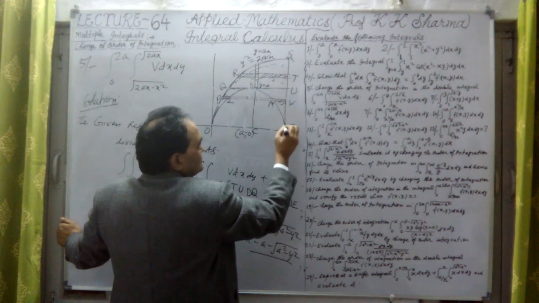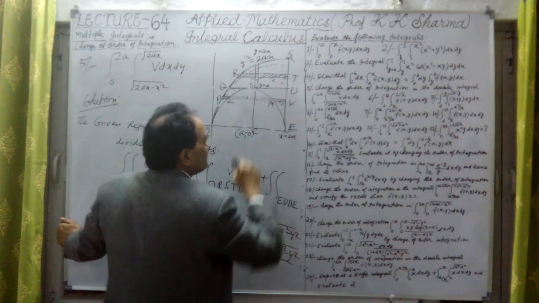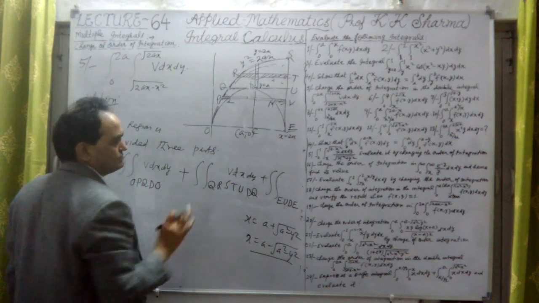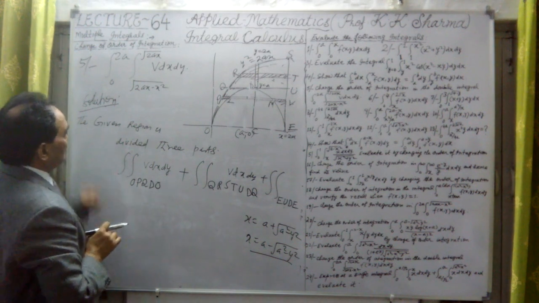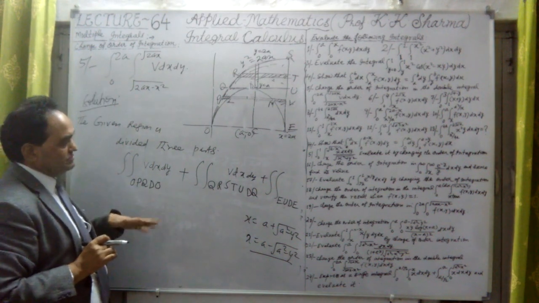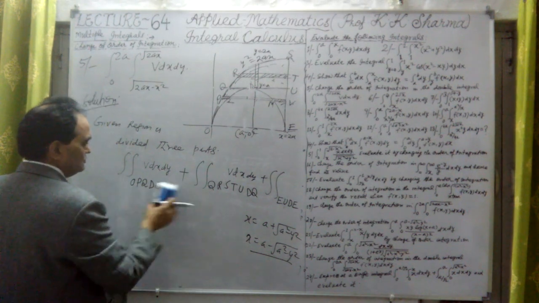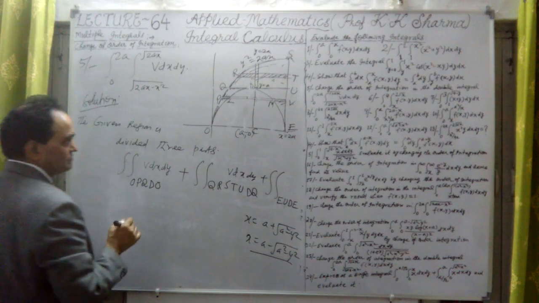If I draw a strip like this, this is from origin 0 to a. So the y coordinates of these two are the same, but only the x coordinates are different. So first we have to write these three limits. Now let me take it here, then I'll discuss what it is. So these three regions are given. Let me talk about what the three regions are and their values.